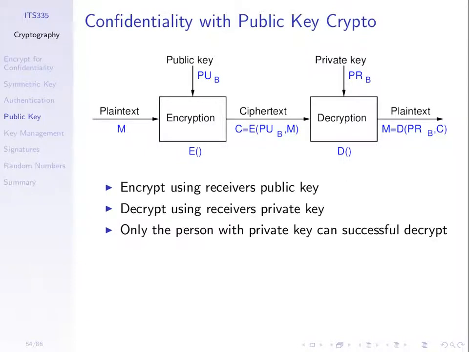What B does when they receive it is decrypt. To decrypt a message, in this case, we take the ciphertext and use B's private key. Or generally, we use the other key in the key pair. In this case, the plain text was encrypted with PUB, the public key of B. Therefore, to decrypt, we must use the private key of B. And the algorithms must be such that when we do that, we will get the original plain text, the original message M.